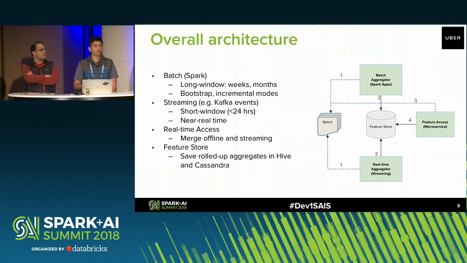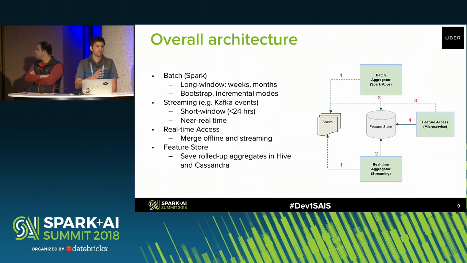In this mode, we go after the daily entity change logs, and we roll up the events for that. The second pillar is the real-time aggregator. This is a streaming job, which helps us compute events over shorter durations of time, typically less than 24 hours. The third pillar is our feature access microservice.